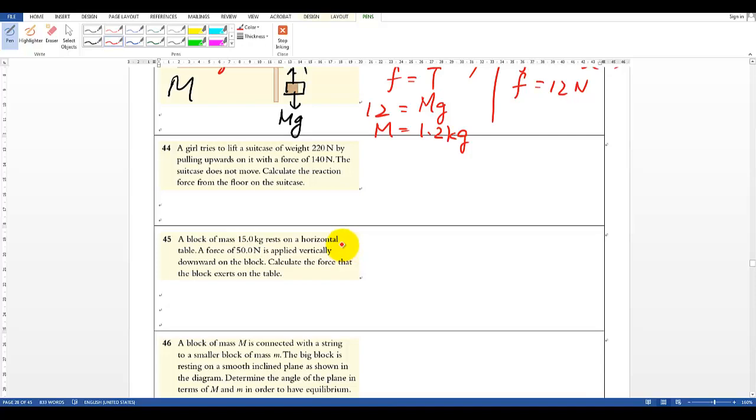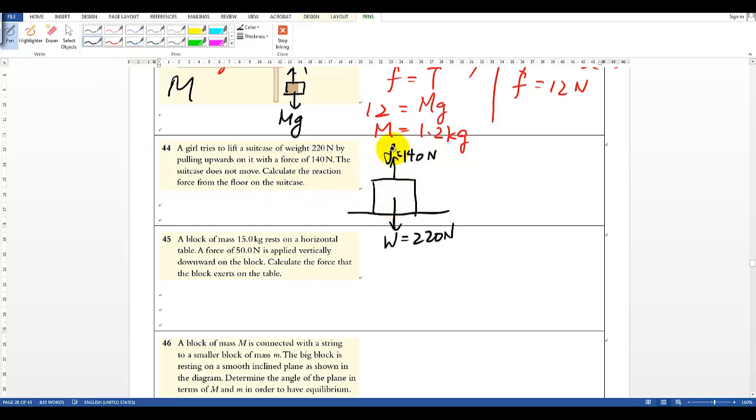Next question, question 44. This question is easy if you try to draw the diagram. So you have the ground, a flat ground, and you have a suitcase. I'll just draw a box, so it doesn't really matter. And there's a girl trying to lift it up, and the box has a weight of 220 Newton, and then the force pulling it up is actually 140 only. And so they ask you to calculate the reaction force.